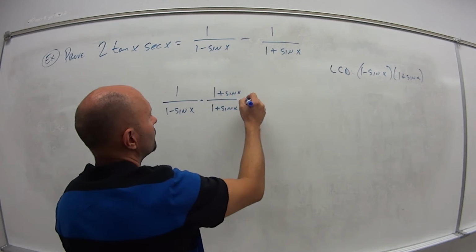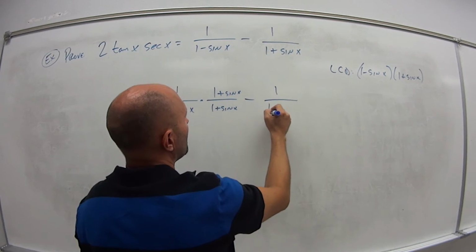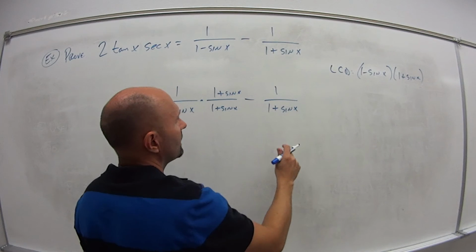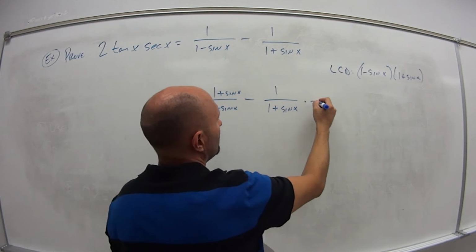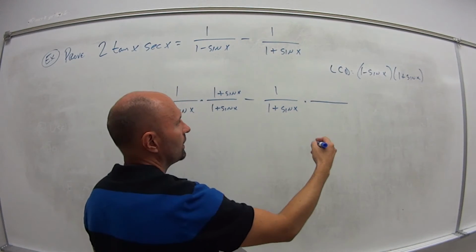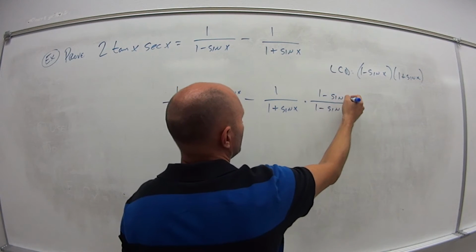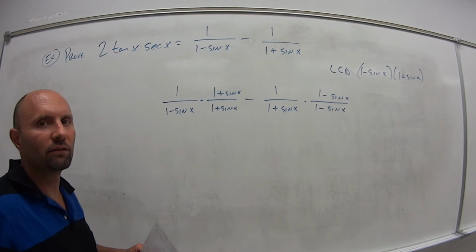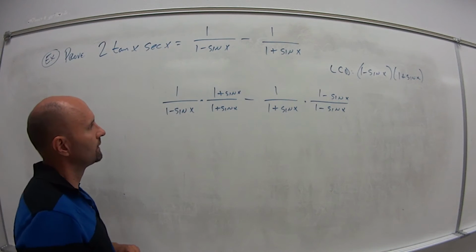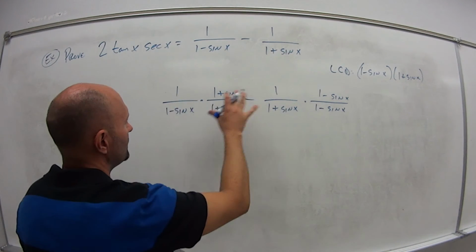And for the second term, same idea. I have 1 over 1 plus sine of x. If I want to have a denominator of 1 minus sine of x times 1 plus sine of x, I need to multiply numerator and denominator by 1 minus sine of x. So now let's work with each of these terms.